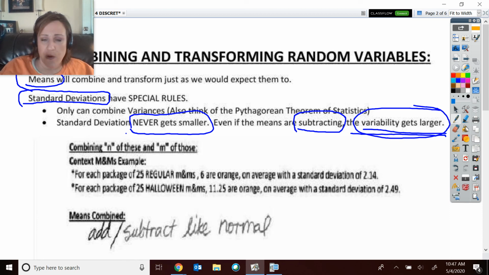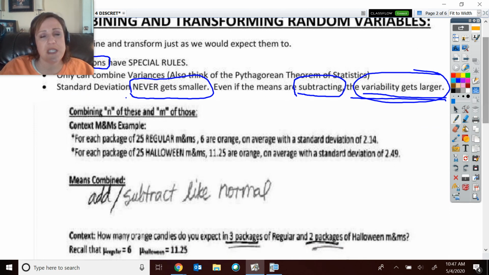Okay? All right, so let's take a look. The best way to do this is just to go through examples. So I'm just going to have to take you through those. So here we go. We want to combine. Here I have 25 regular M&Ms and then 25 Halloween M&Ms for each package of those. They're the little mini packages. We got the regular kind and the Halloween kind.